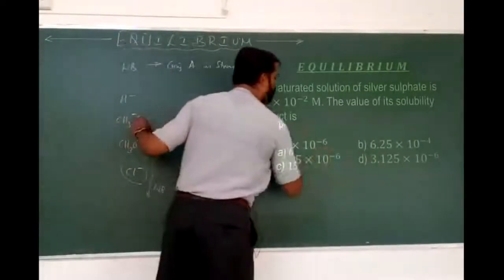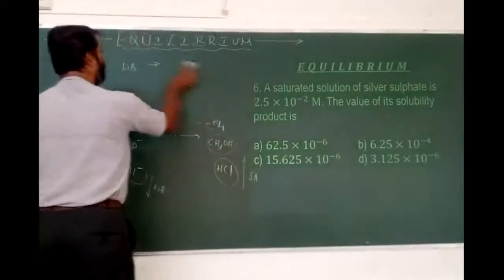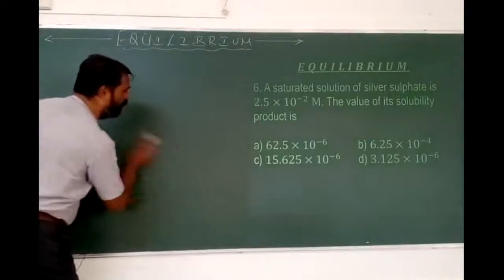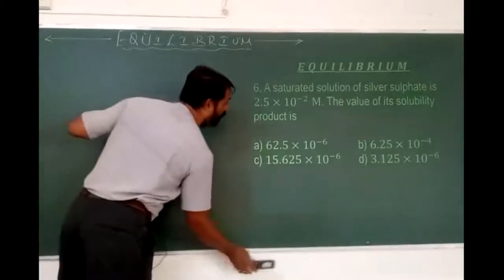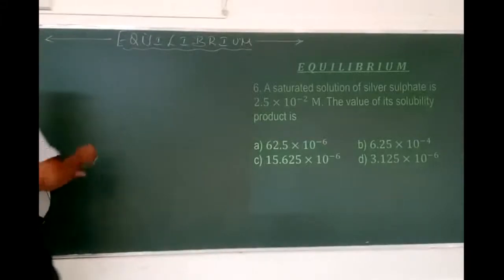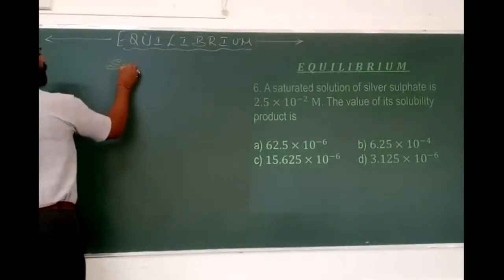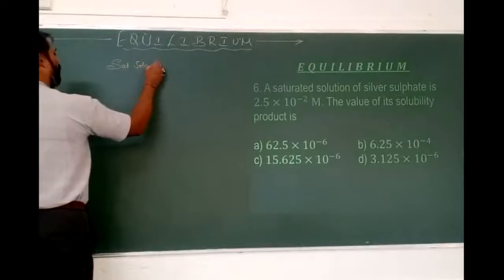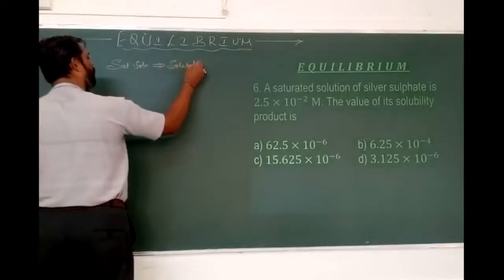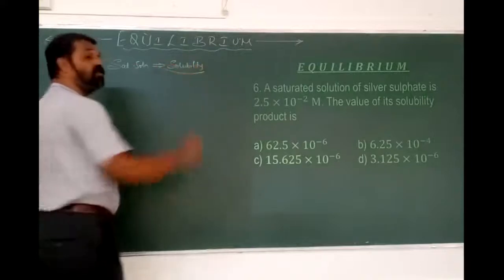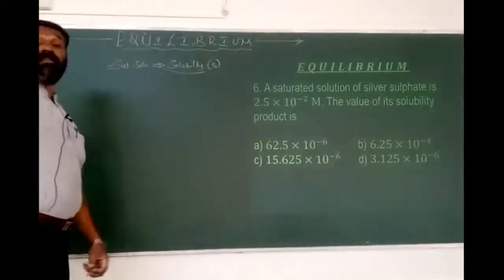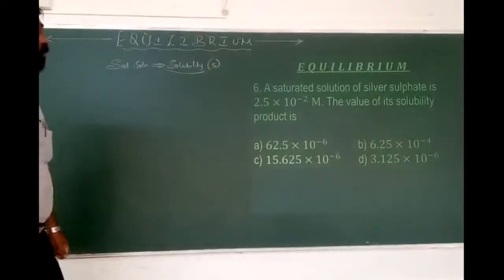A saturated solution of silver sulfate has a concentration of 2.5 into 10 to the power of minus 2 molar. Therefore, what is the value of the solubility product with respect to that? A saturated solution implies it is called solubility, that is S, which is given. The solubility always refers to a saturated solution.